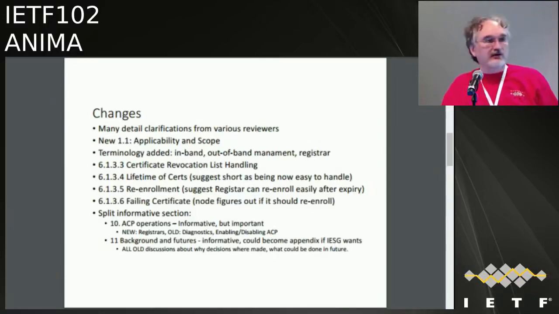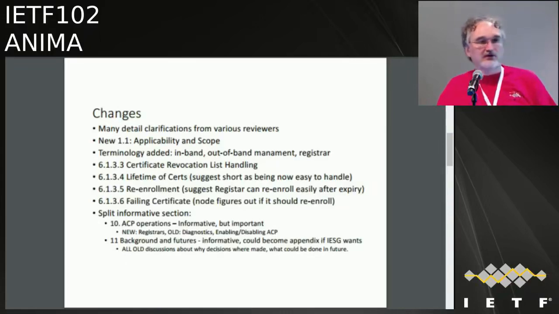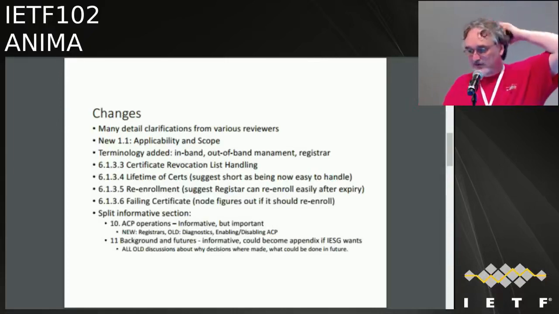So we had a lot of informational text in the document at the end, which I split up into 2 sections. One is what I consider to be really the important stuff, even though it can only be informational, because it's all the operational aspects. That's basically the new section about registrars I'm going to talk about, and then the existing unchanged one, diagnostics and disabling the ACP. Those things are not related to protocols but to operators, so unless we do a Yang model, this is informational here.